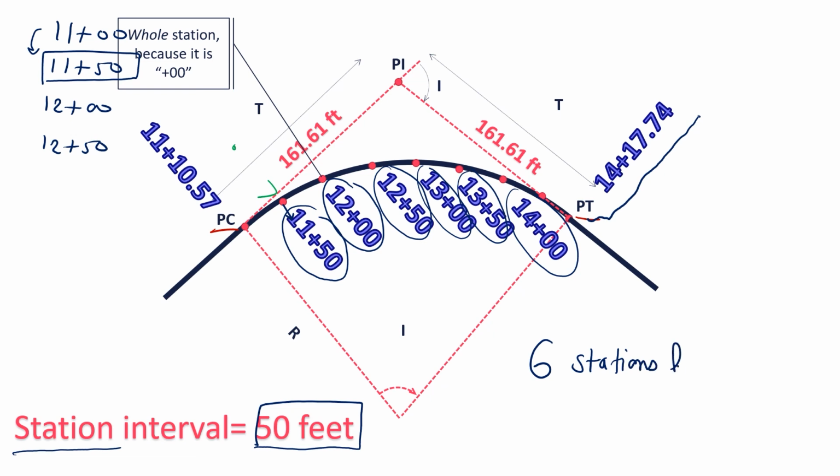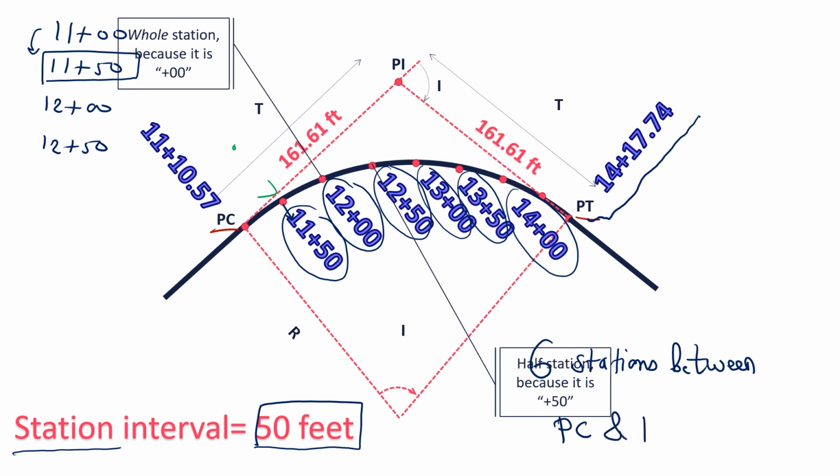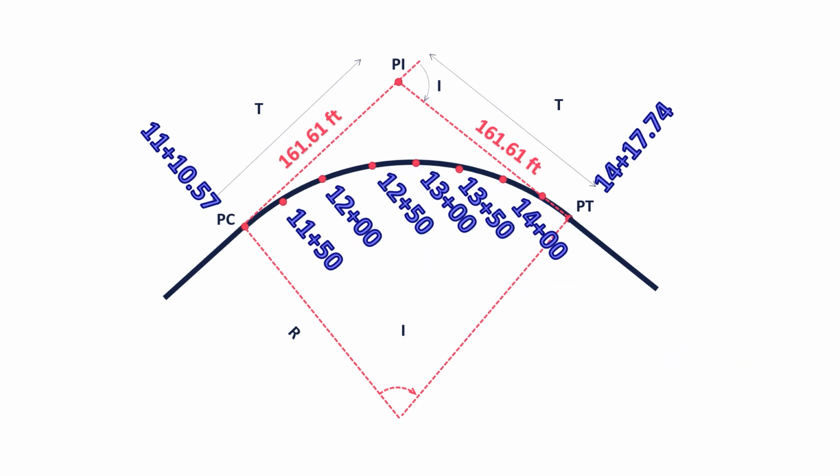between PC and PT. And how do you know that? We use this station interval to determine how many stations we can fit between PC and PT. So we determine the number of stations that we must fix between PC and PT using the station interval, and we got these values, right?